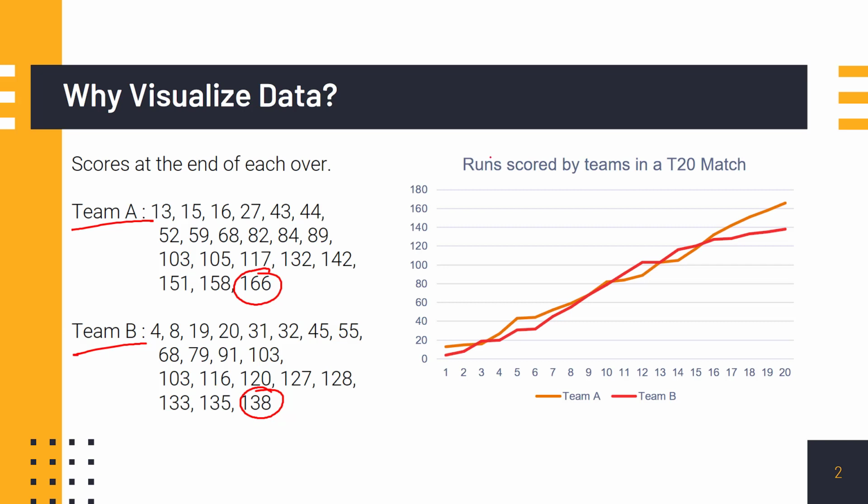But as soon as I plot this data into a graph or diagram, then we can see their performance, right? We can see the consistency of their performance, and the game changes in the last 3 overs. The game changes in this portion, right? So that is the power of visualization of data. With the help of visualizing data, we can make it easily understandable. Also, we can draw conclusions from a visual representation of data. Drawing a conclusion is very easy, right?